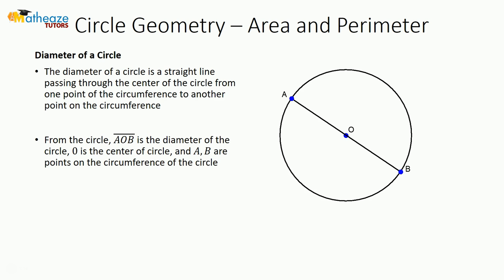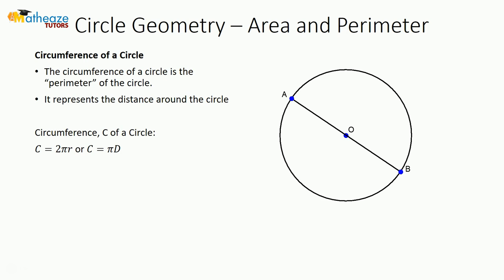The diameter of a circle is the line that passes through the center that joins one end of the circumference to the other end of the circumference. So it has to pass through the center. So what you can simply say is the diameter divides the circle into two equal parts. So in this case, the line AOB is the diameter of the circle.